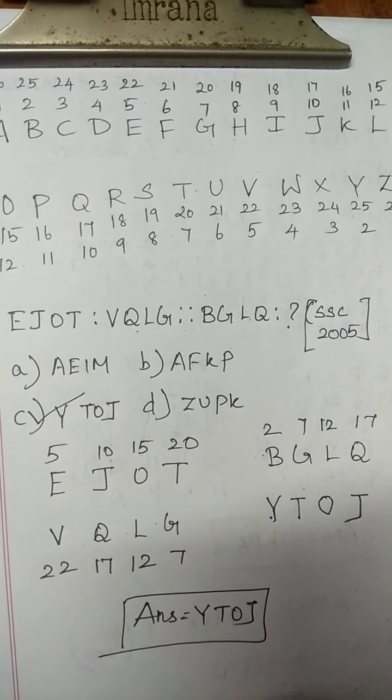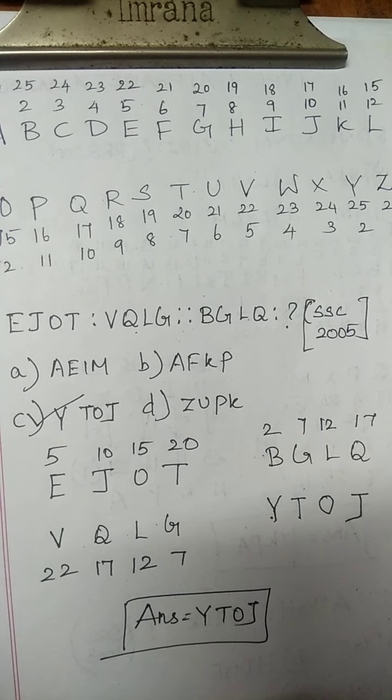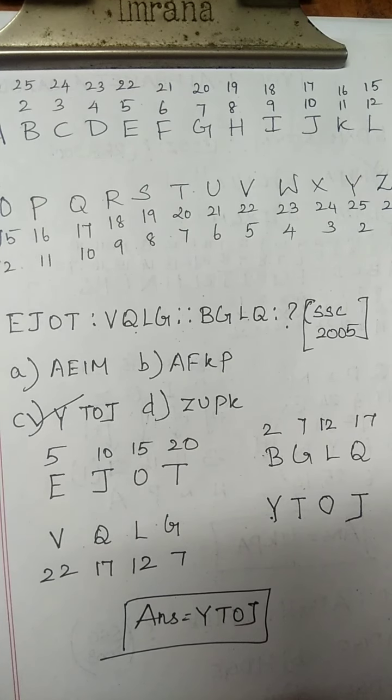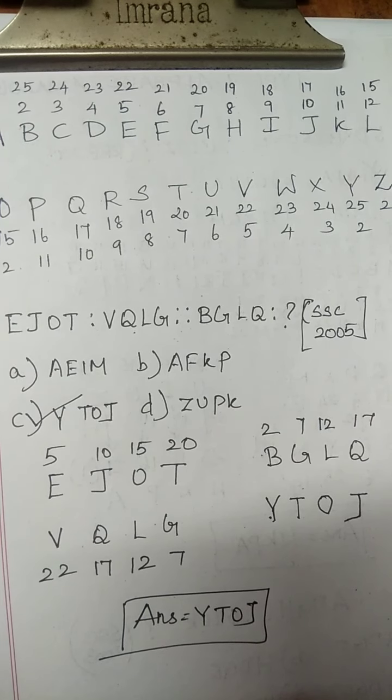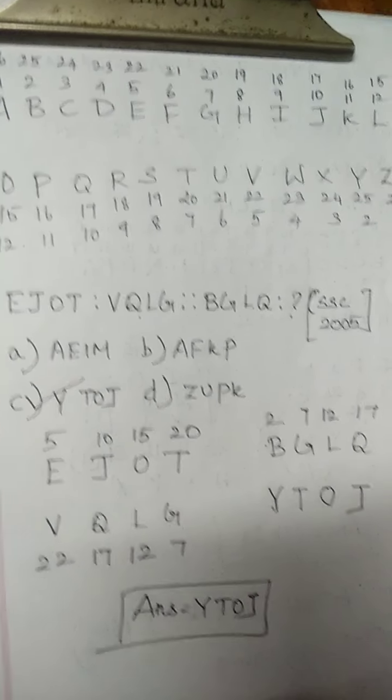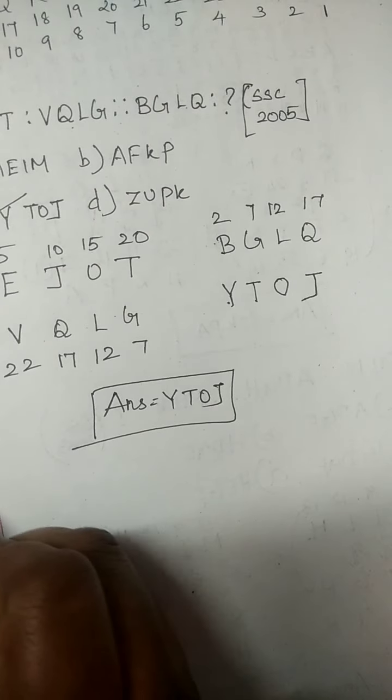So this is a different sum. You have to think and do it. That's the only problem: it takes time to think. What's the relation? What's the clue behind it? Otherwise, it's the easiest sum. If you find the clue, it is the easiest sum. Now we are moving to the fifth sum.